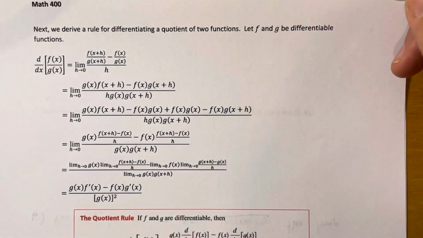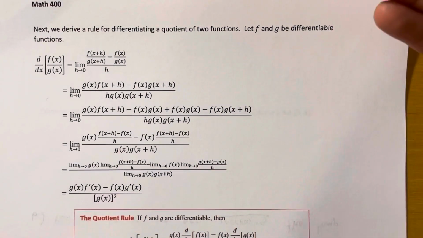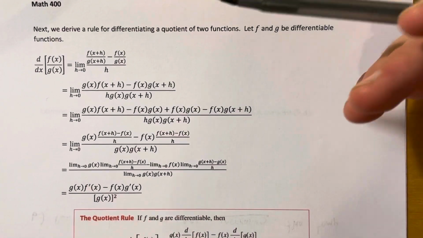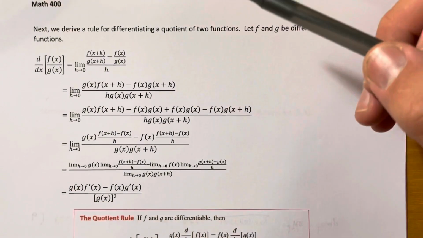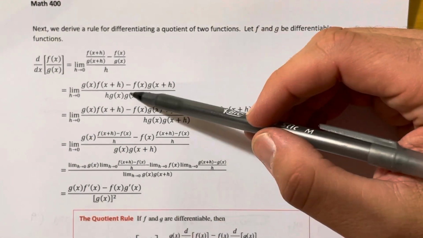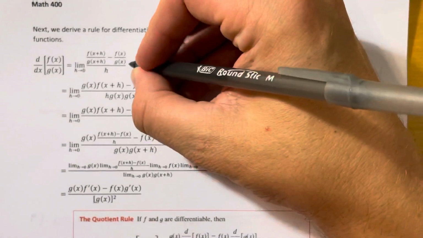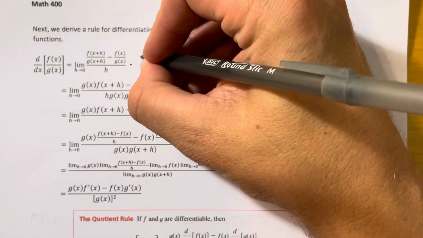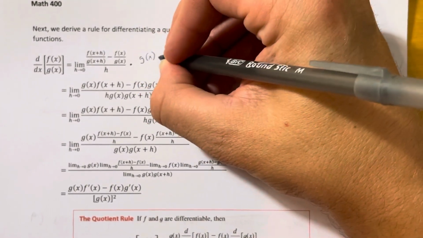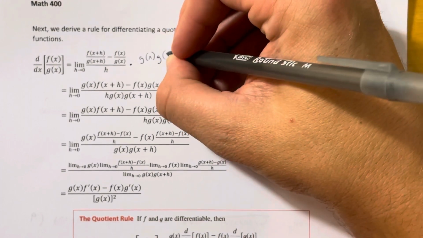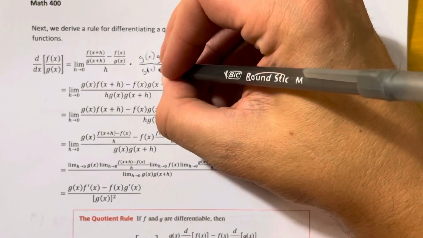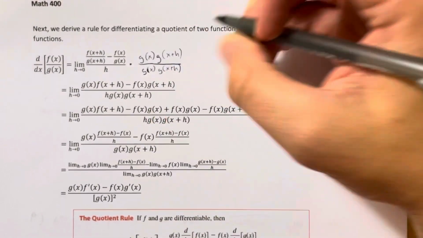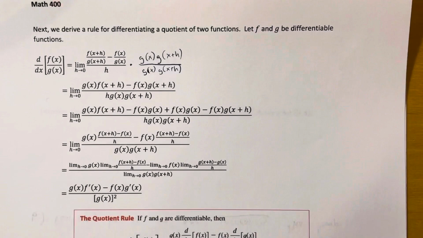Now I'm going to use a similar approach here as I did with the product rule. I'm going to be adding and subtracting the same quantity, but I'm not ready to do that yet because the first thing I want to do is clear out these smaller denominators. So what's going on from here to here is I'm multiplying, and I'll even write this step in, by g of x times g of x plus h over g of x times g of x plus h, because that would be the least common denominator for these two fractions up here.